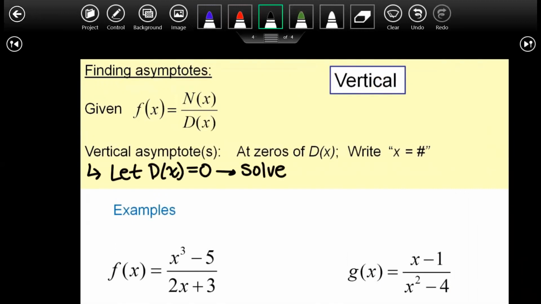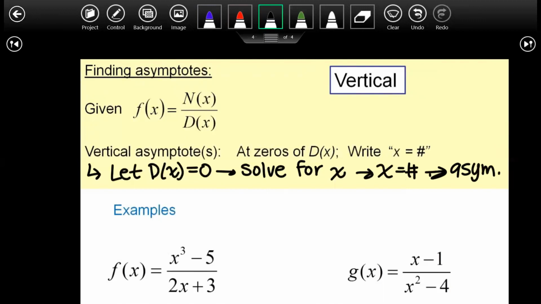Solve for x. X equal to a number will represent your asymptote. So solving for these asymptotes is not that difficult. These are going to be vertical lines which the graph will not cover.